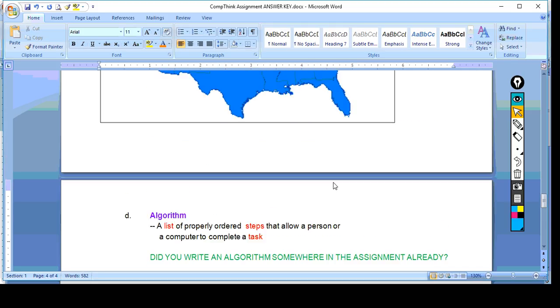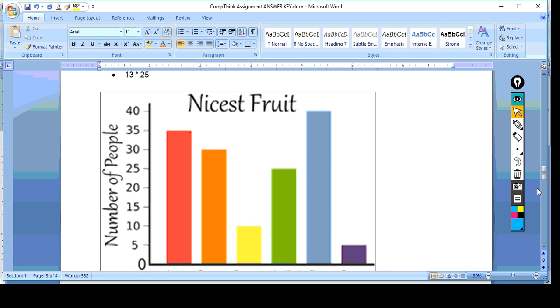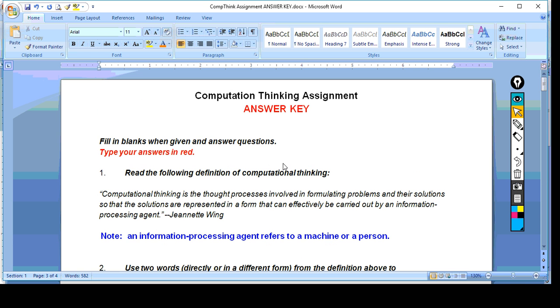All right, that's it. And remember, this computational thinking will be on the test coming up. And that's it.